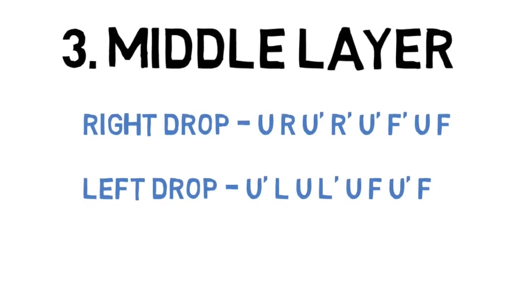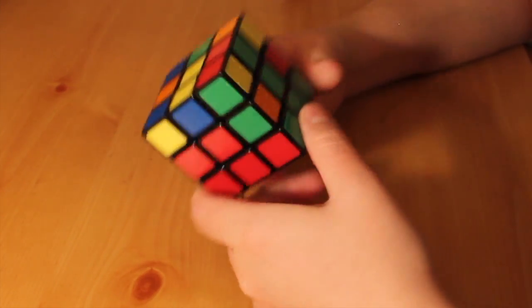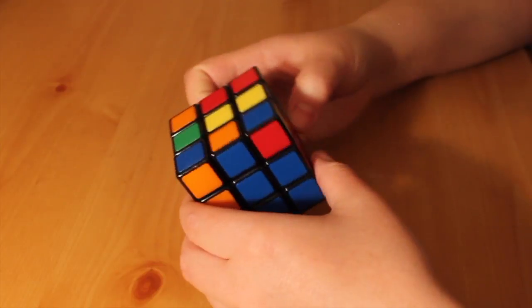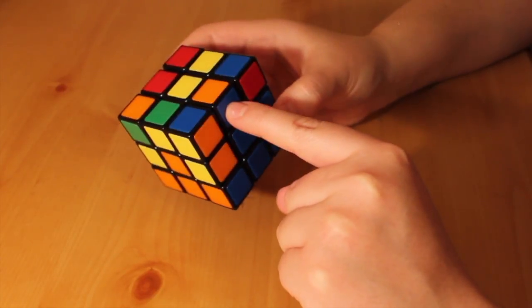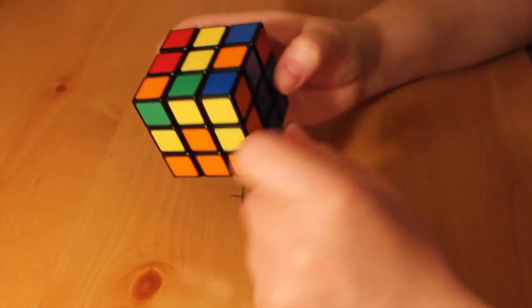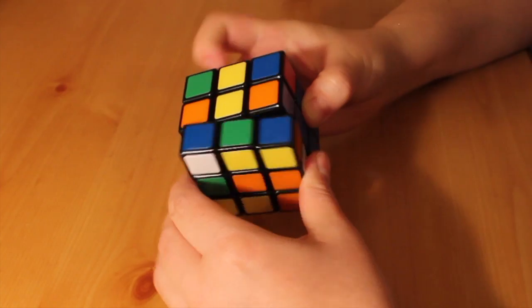So our middle layer, you're either going to do a right drop or a left drop. So now we have to flip the cube upside down, and you'll notice Tetris shaped colors. So in this scenario, we're going to left drop our blue square and orange square so that it's in the right position. So you just do this set of algorithms and it drops.